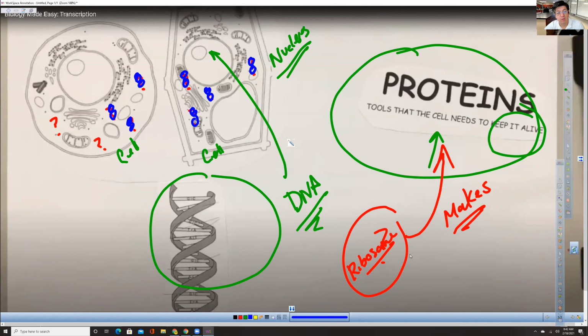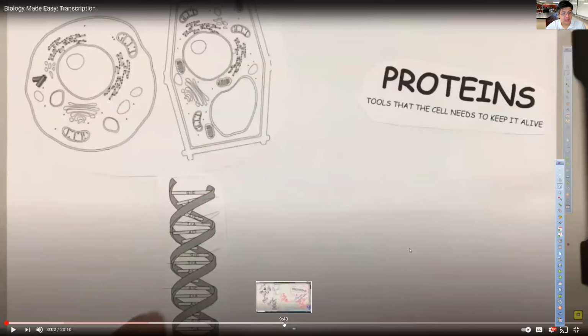But remember the problem. The problem, just like Micah said, is that the DNA is inside the nucleus. So basically all the instructions are trapped in the nucleus. They're literally trapped in there. So what we have to do is get those instructions out to these guys so that they can make the proteins. That's the problem.